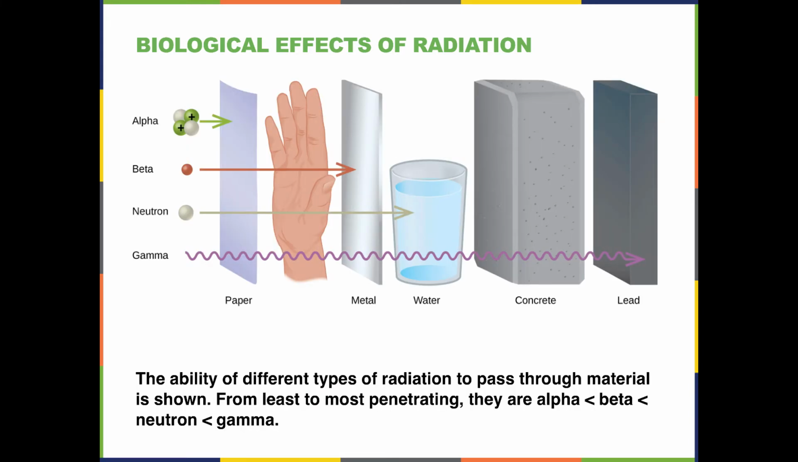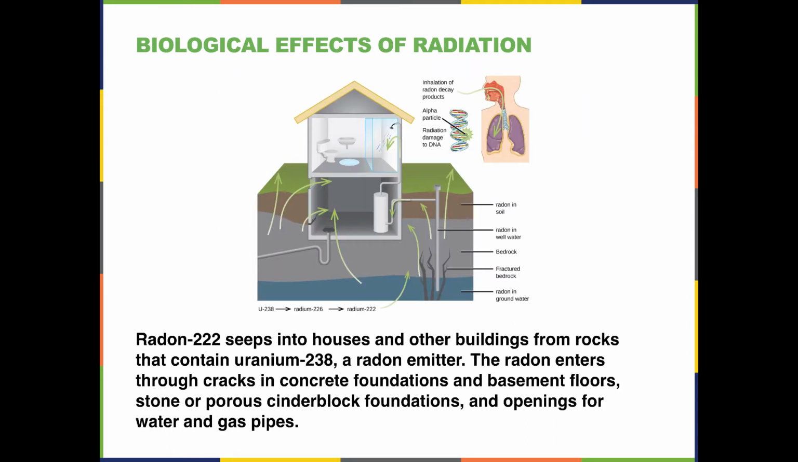The ability of different types of radiation to pass through materials is shown, and the least penetrating, as you can see, is alpha, and the greatest penetration is gamma radiation. Houses are always checked for radon. Radon seeps into houses and other buildings from the rocks, and if the concentration becomes high enough, there's an increased risk of lung cancer from breathing in these radon particles.